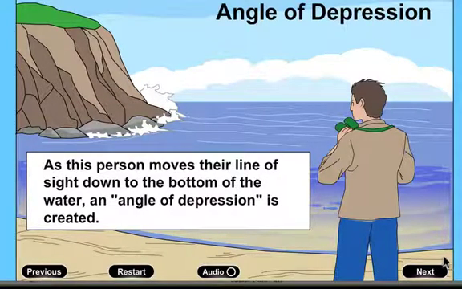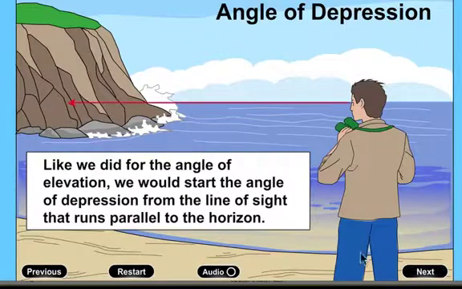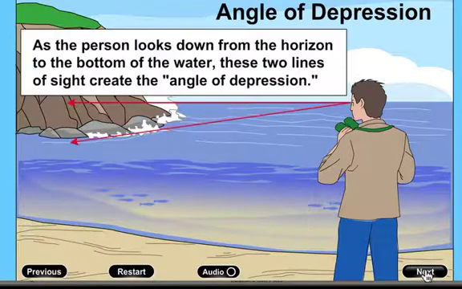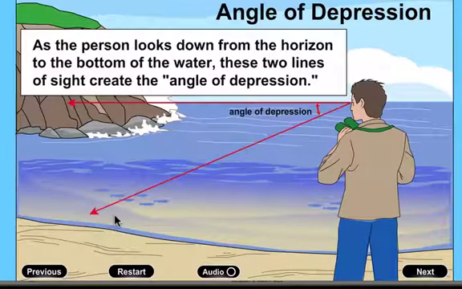As this person moves their line of sight down to the bottom of the water, an angle of depression is created. Here's the line of sight, just like it was before, but now this person is going to look down to the bottom of the water. This is an angle of depression because it's down from the line of sight, or down from this horizontal.